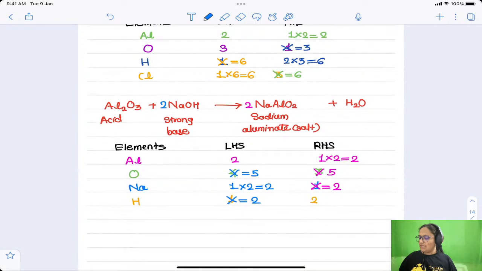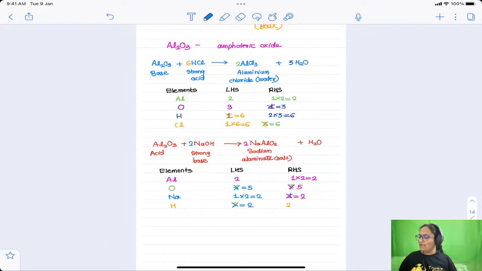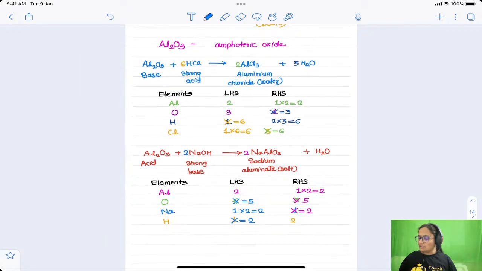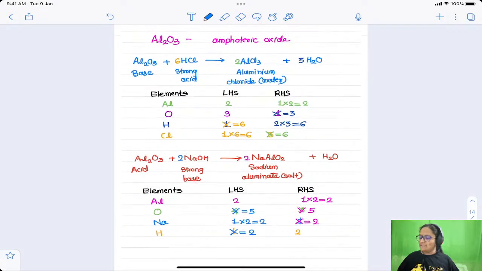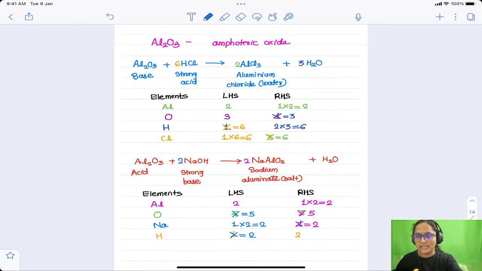Now from these two reactions, it is proven that aluminum oxide is an amphoteric oxide. Why? Because it acts as acid as well as base. When treated with strong acid, it acts as a base. When treated with the strong base, it acts as an acid.